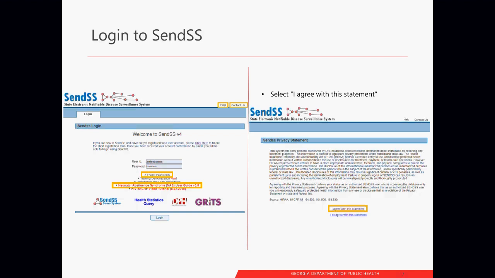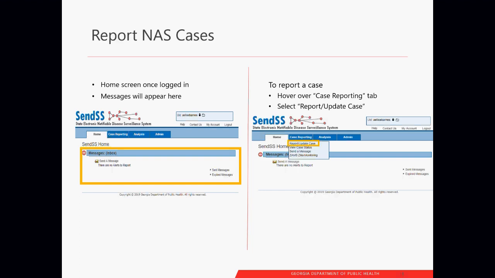There's also a Contact Us button. That will contact SINS support, so it will allow you to send them a message. And then the Help button just has basic information about the SINS reporting system, not NAS specific. After you log in, it takes you to this next screen, which is just the privacy statement. You will select I agree with this, and then you will be on your home page within SINS.